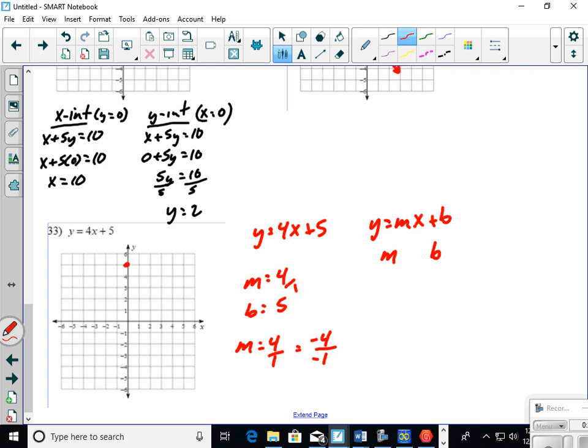So we're going to go down 4, 1, 2, 3, 4, but this time we're going to go to the left 1 instead of to the right, just to make it fit on this graph. If I can draw a straight line. And there's our graph for that one.